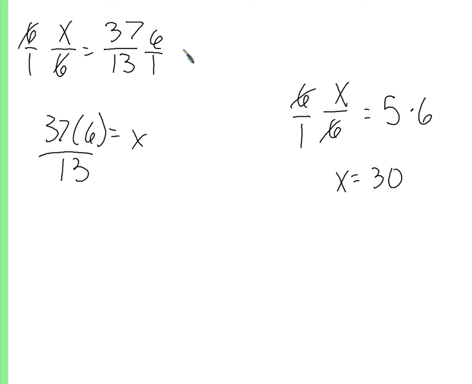Then would we actually do the 37 times 6 divided by 13, or would we just leave it like that? You can leave it like that. Let's get an idea of how big that is, though. What's your guess? Is it 12? How big is it? That's around 400. No.